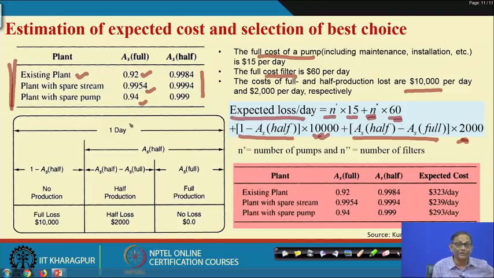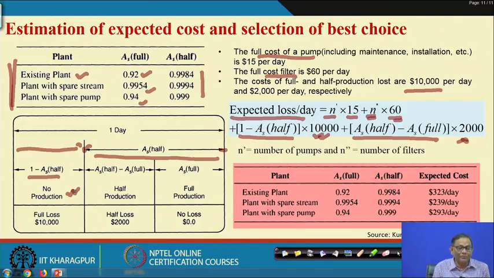So, the loss calculation, the situation is given, because we are considering one day. Now, if we consider one day there is no production or half production, so if I say that this is your half production time, then this is definitely the no production time. So, 1 minus half production will give you no production. But as you have seen in the truth table, half production also includes full production. So, this can be divided again into two parts, one is full production, then the remaining one will be only half production.